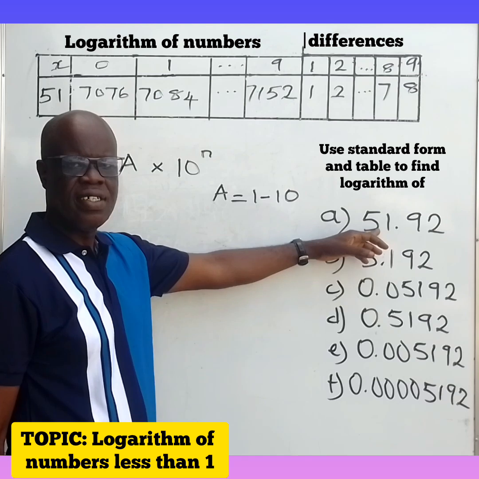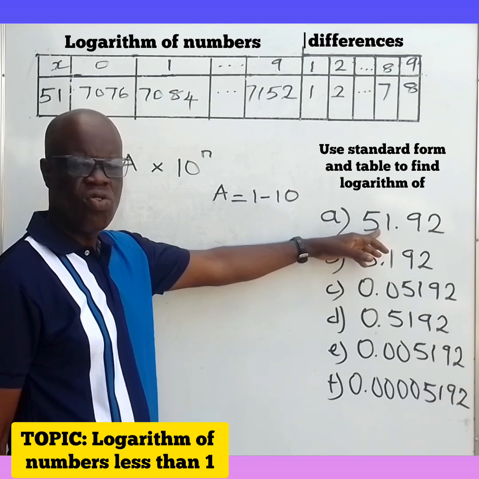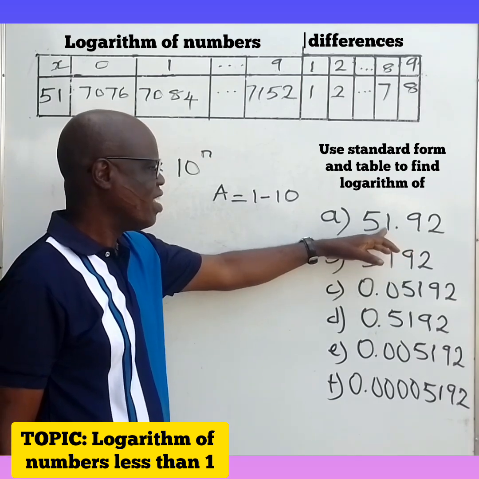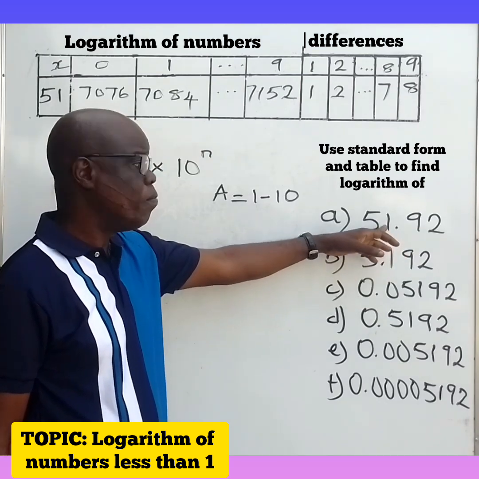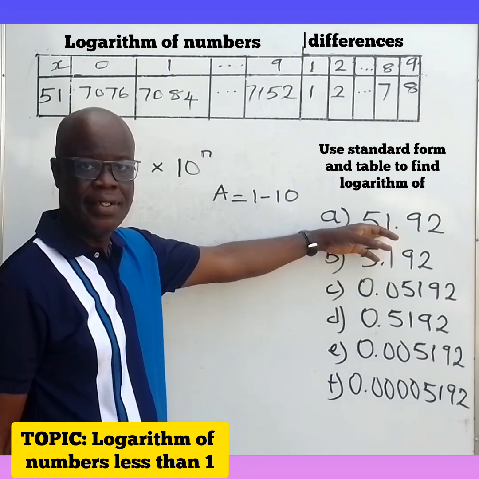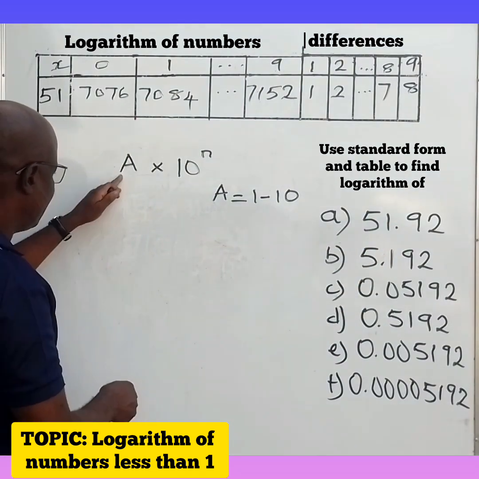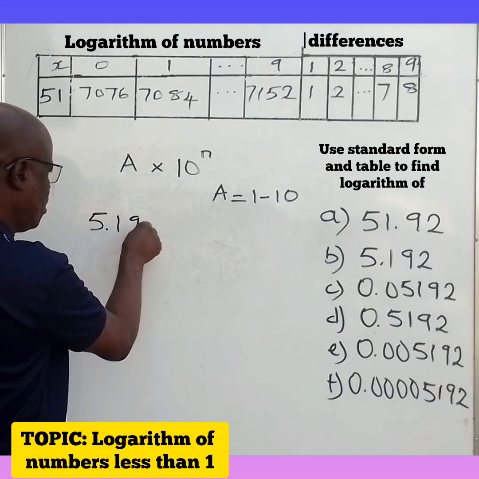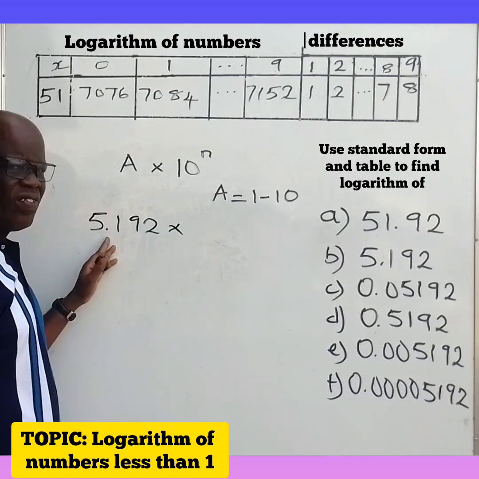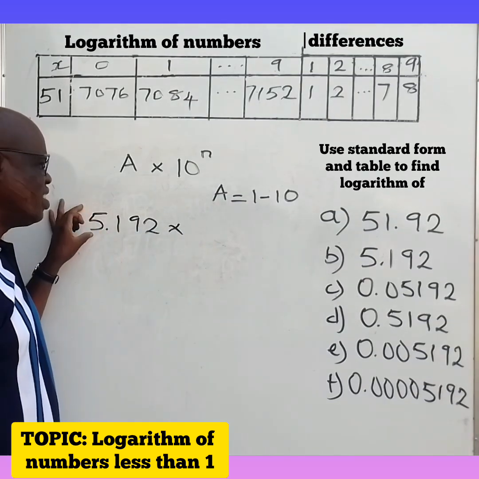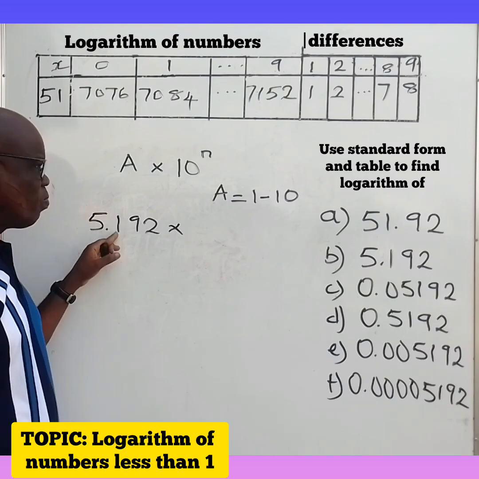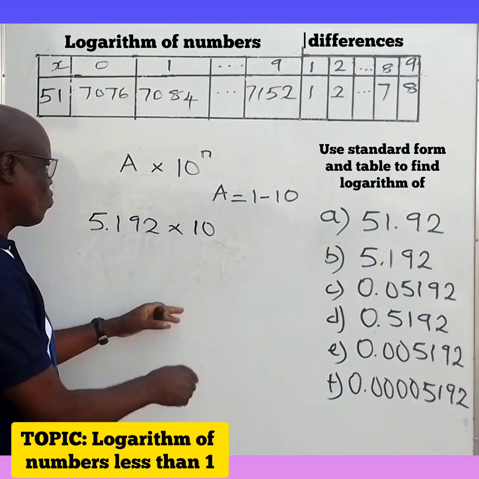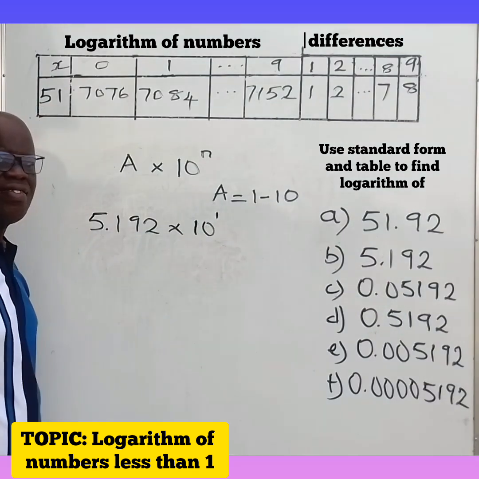And this is 51. It's greater than 10. So what we are going to do is just move this point here, and it becomes 5.1. By moving the point here, you have divided by 10. So you now put 5.1. Now, you have divided by 10 here. To make sure you retain the same number, you must multiply by 10. So this is 10. So the index here is 1, because 10 raised to the power 1 is 10.